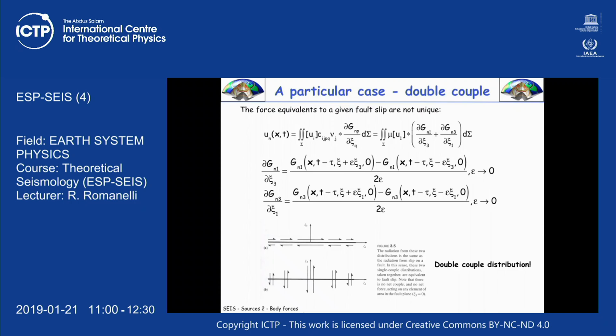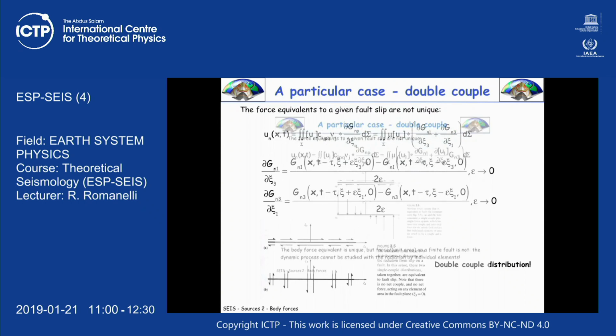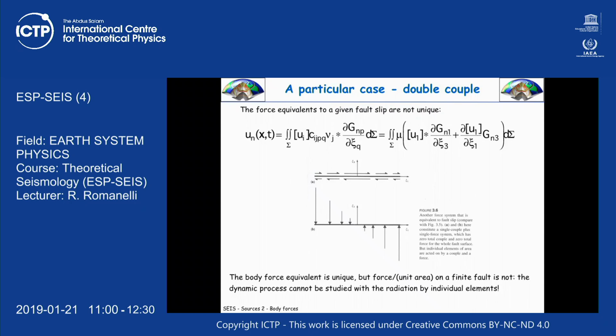Now I want you to get more confused. There are many other ways to write the equivalent forces. For example, you can choose this one. It's just an example, like that. That's another representation of that shear dislocation. Now, what is the final message that I want to give to you? That in the general case for an extended source, the representation theorem can be used in many ways to represent a shear dislocation. We've seen 3.